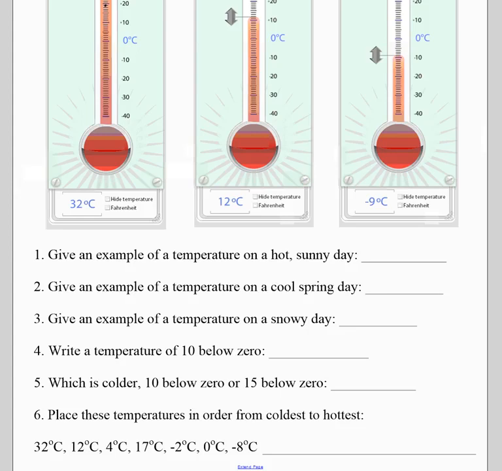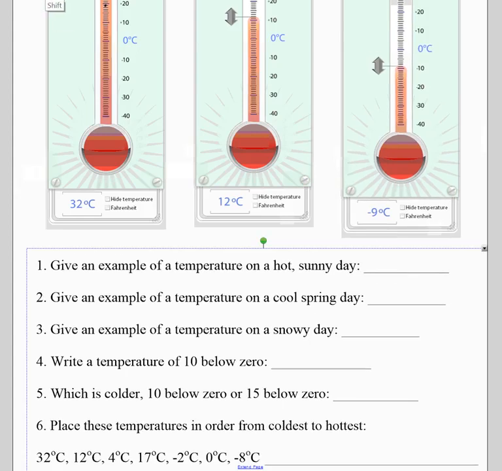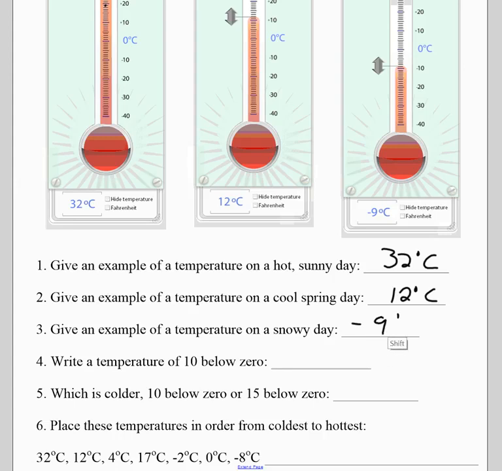So an example of a temperature on a hot sunny day is 32 degrees Celsius. Cool spring day, 12 degrees Celsius. On a cold, snowy day, maybe -9 degrees Celsius. How would we say 10 degrees below 0? We might say -10 degrees Celsius. Which one do you think is colder? 15 degrees below 0 or 10 degrees below 0? Definitely 15 degrees below 0 is colder, which is kind of interesting.